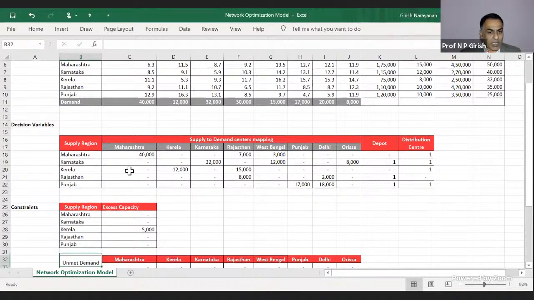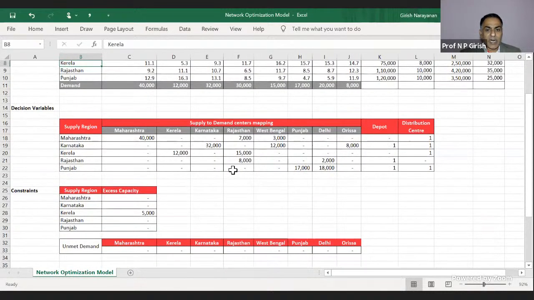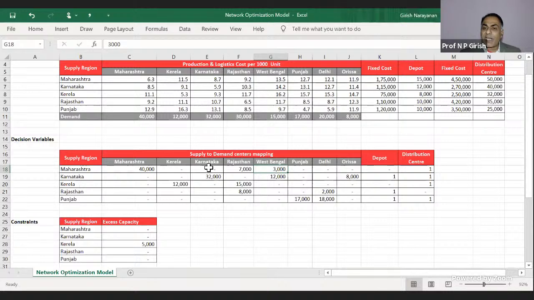Maharashtra is supplying Maharashtra, Rajasthan, and West Bengal. What are we setting up in Maharashtra? A DC. What's the capacity of the DC? 50,000. See, 40 plus 7 plus 3, 50. Right? Similar. That's how we need to understand each other.